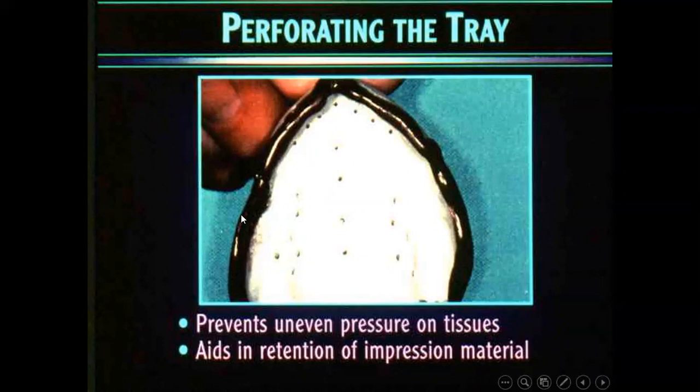These are the borders that we make with the tracing compound, all around the borders of the special tray, or the maxillary special tray.